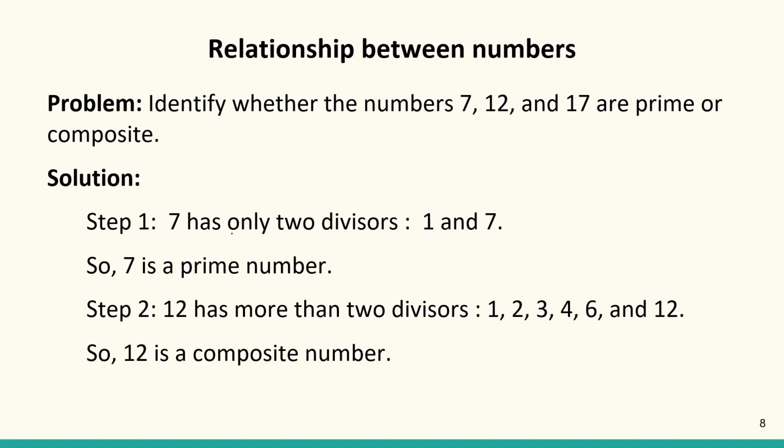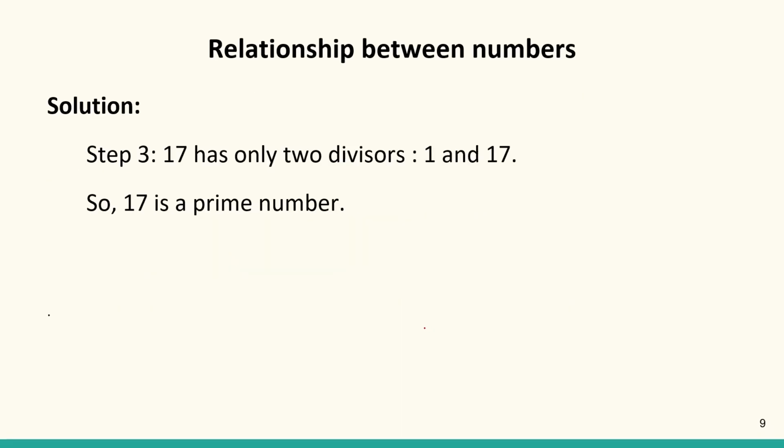So what we did was first check whether 7 has other divisors, but no, it has only two divisors. So 7 is a prime number. And 12 has more than two divisors, that is 2, 3, 4 and 6. These are extra divisors. That is why 12 is a composite number. And then for step 3, 17 has only two divisors, that is 1 and 17. So 17 is a prime number.